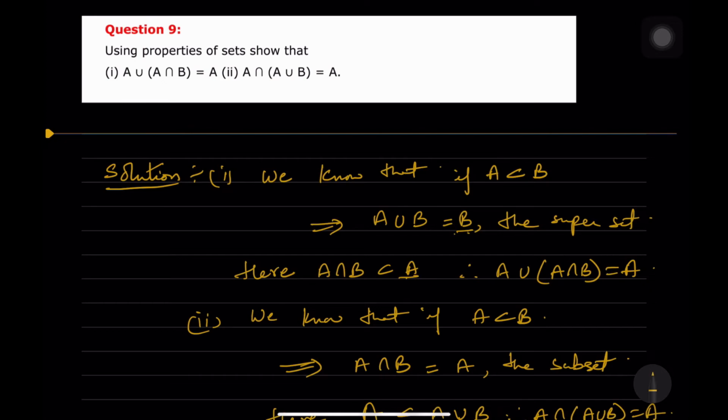So therefore A union of A intersection B is equal to nothing but, you know that A is the bigger set in these two, therefore this is equal to nothing but A, because you're taking the union. That is the answer which we got for the first one.